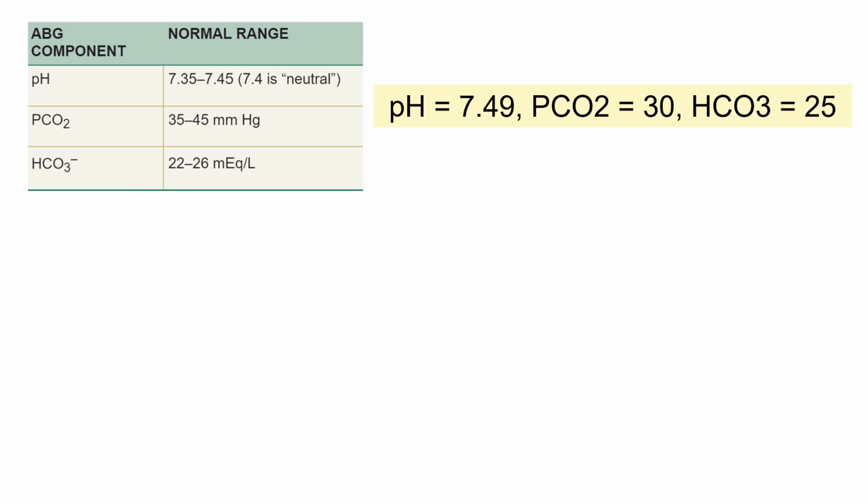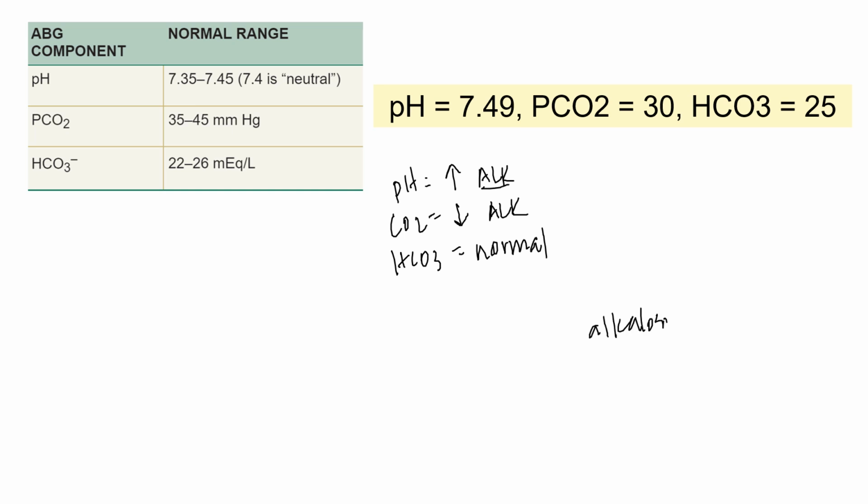Okay, next example. Our pH on this one is 7.49, that is increased, so that makes us alkaline. Our CO2 level is 30, which is decreased, and that is also alkaline. Our bicarb level is 25, which is normal. Our pH tells us we're in alkalosis. And are we respiratory or metabolic? So our metabolic is normal, so our respiratory is abnormal. It's alkaline. Alkaline matches with the pH, so this is respiratory alkalosis.